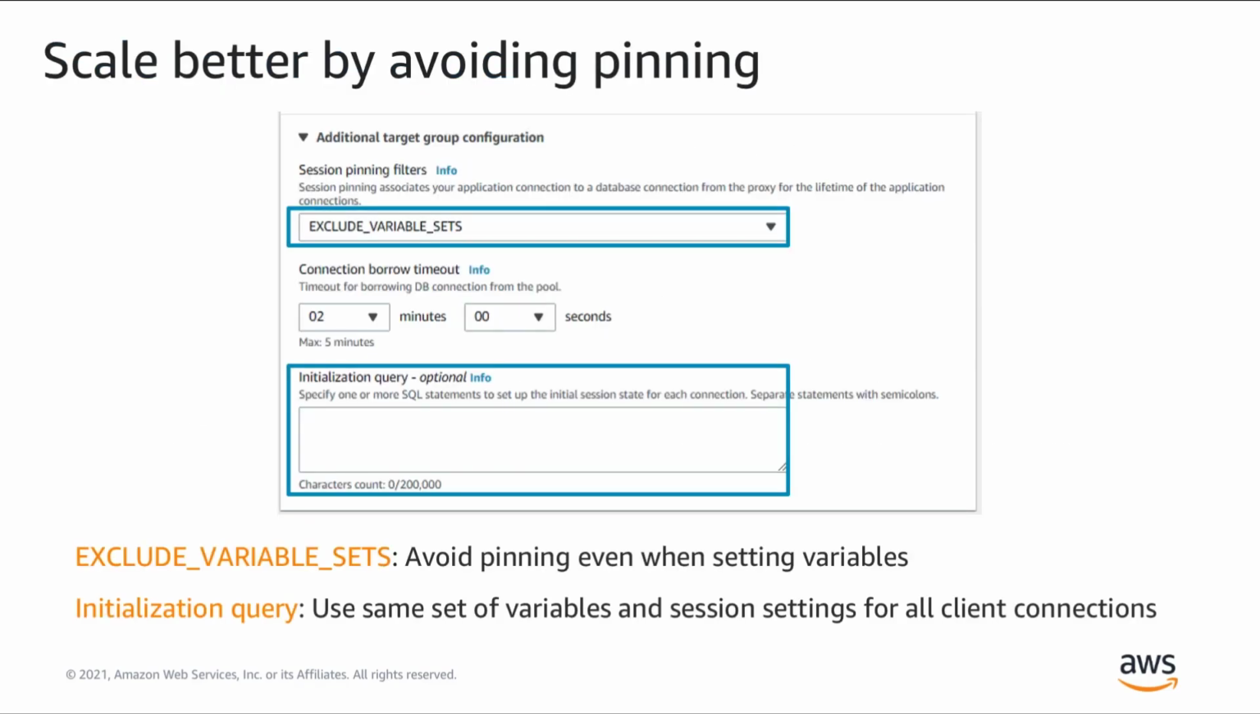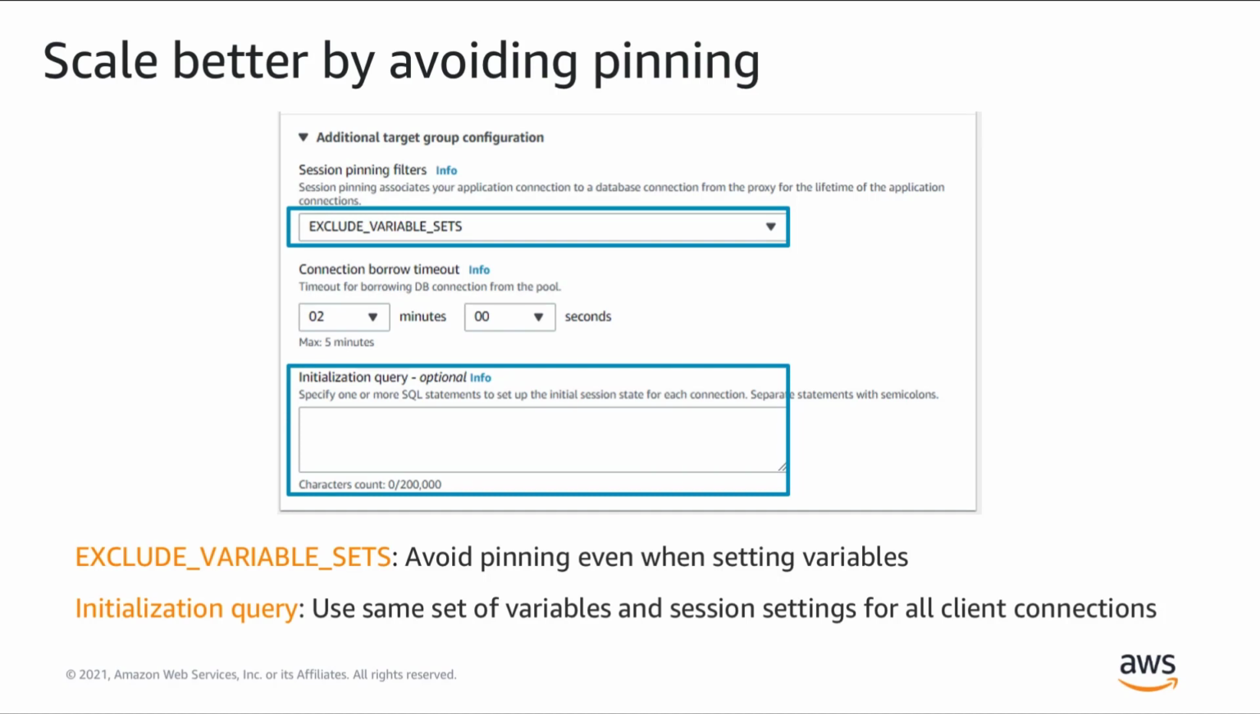I want to quickly show you how you can avoid pinning. RDS Proxy allows a couple of things that you can do to avoid pinning connections. One is that if you don't care about the variables being shared between these sessions, you can exclude those variable sets in the session pinning filters and just enable the exclude variable sets in the drop-down box.